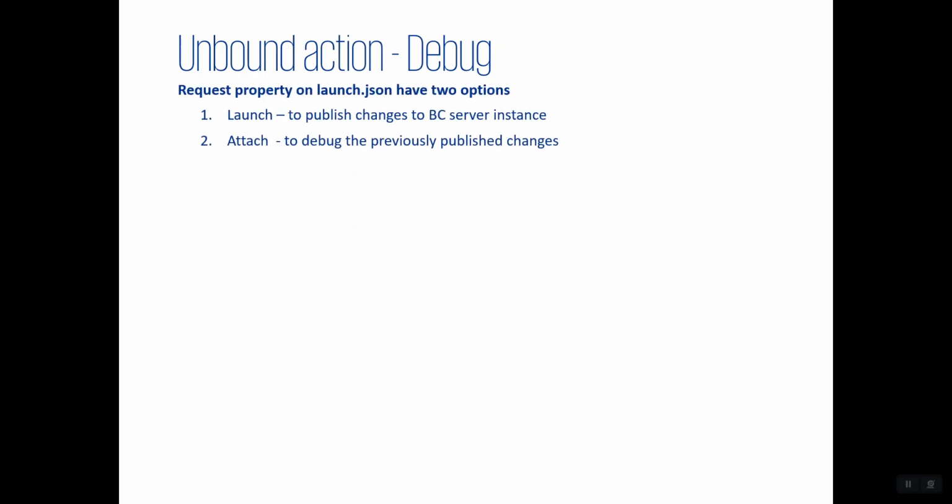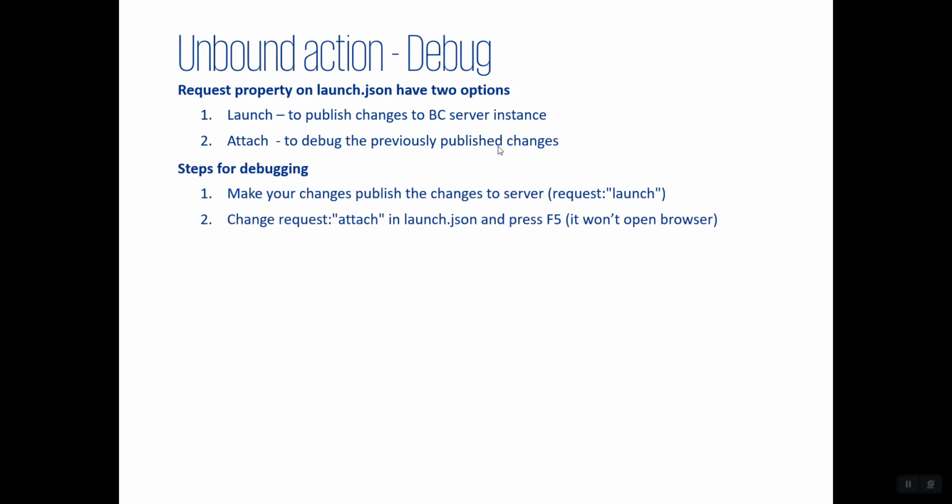This is one more important thing. Whenever we are developing unbound actions, such as the escaped JSON string really creating customers, we should know how to debug things because it may result in multiple errors. So in the launch.json, we have two options: launch and attach. Launch is to publish the changes to Business Central. Attach is to debug the previously published changes. Where can I see these two options?